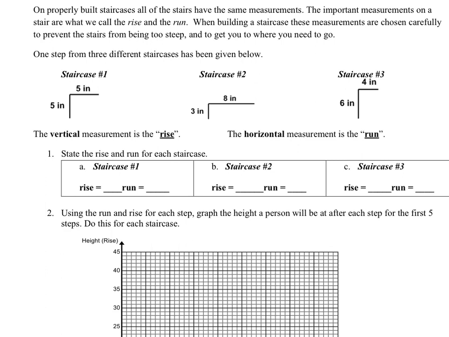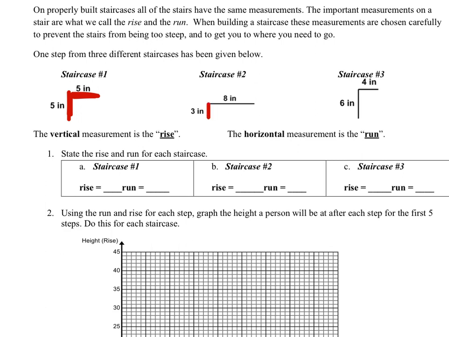All right. When building a staircase, these measurements are chosen carefully to prevent the stairs from being too steep, and so you get to where you need to go. Okay. One step from 3 different staircases has been given below. Here we got staircase 1, which is a 5-inch rise. And by the way, that 5 inches is up and downwards, right? Like this. And then we got a 5-inch run like these.